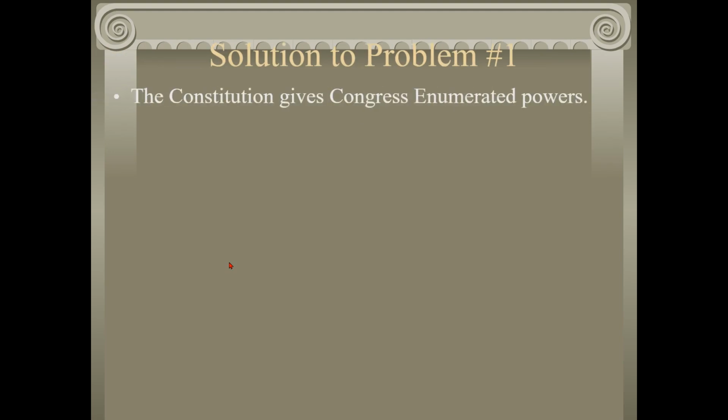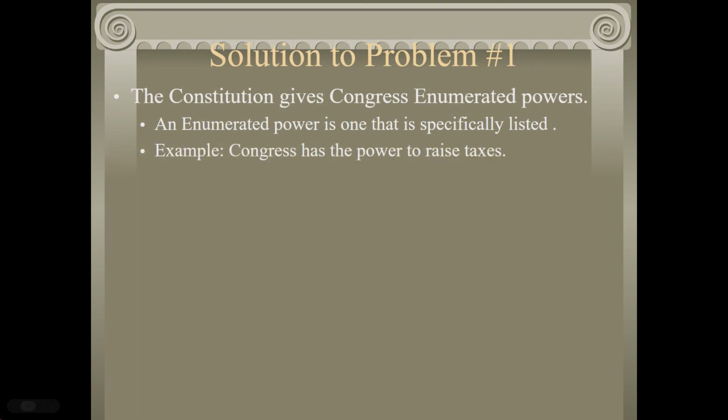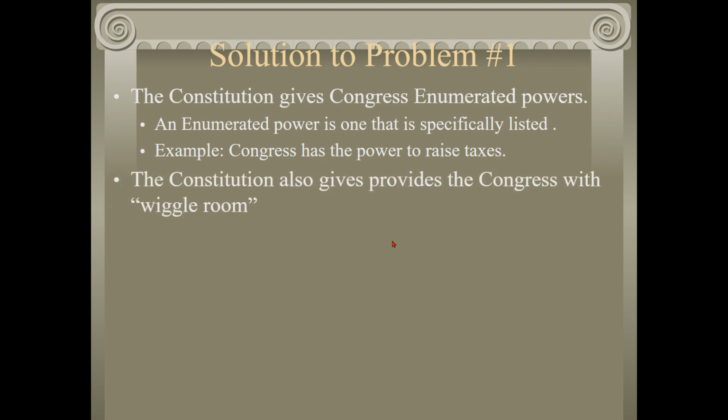And so we solved that problem with something called enumerated powers. The U.S. Constitution gives the U.S. government, or the U.S. Congress, specific powers that they can use to enforce laws. When you read through the Constitution, it's going to say Congress has the power to raise taxes. Congress has the power to raise an army. It goes through and says, these are the things we think need to be done at a national level, and we're going to list them for you. And that's called an enumerated power.